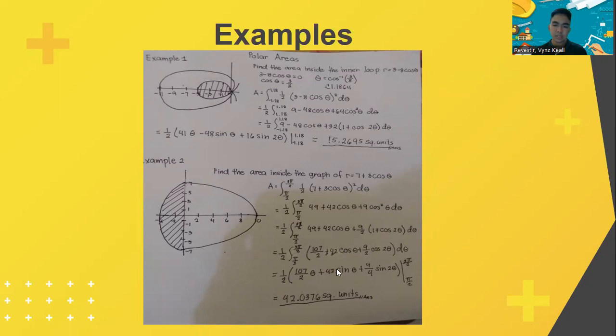Next, substitute the limits. So the answer is equal to 42.0376 square units. And this is the graph of the polar region.